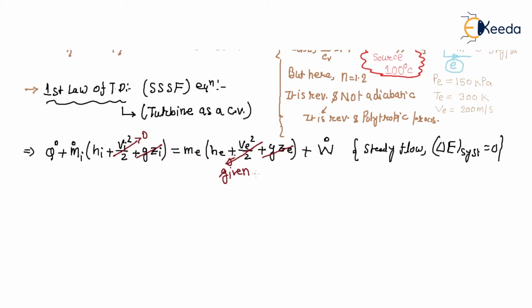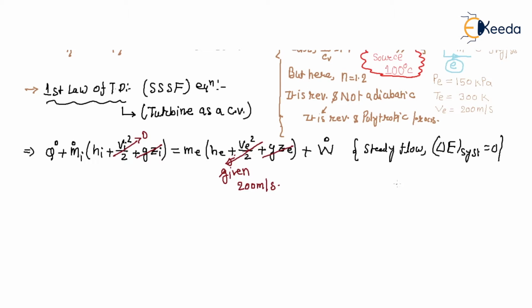It is given. And how much is it given? It is given 200 meter per second. So you divide by 1000, you can easily get it. So you have m_i or m_e.